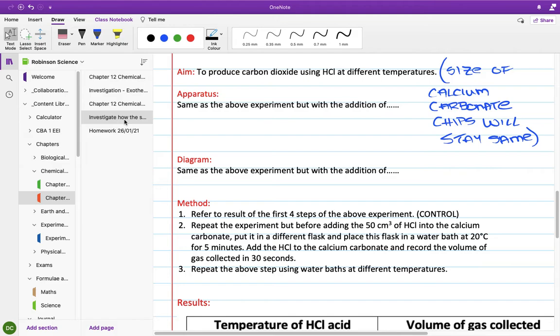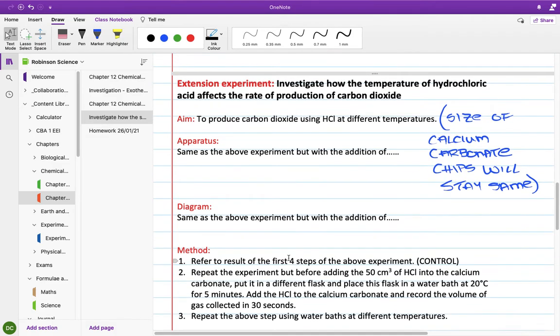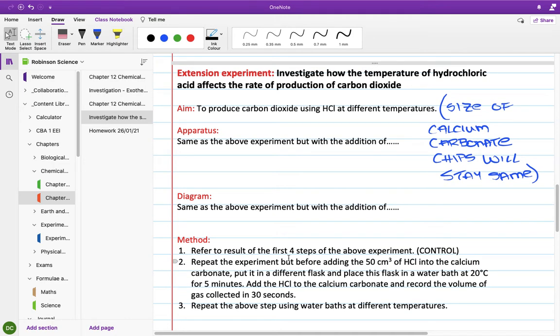Then for homework, I want you to write up this experiment in the exact same way you wrote up the other one on Tuesday. Okay? All of this is fine. You can say same as above experiment. You don't have to rewrite the list of apparatus. You don't need to redraw the diagram. You just need to draw the new bits. So the new bits of apparatus are going to be a hot plate, another conical flask, and a thermometer. I think that's all you're going to need. Okay, possibly tongs, to hold the top of the conical flask when it gets hot.